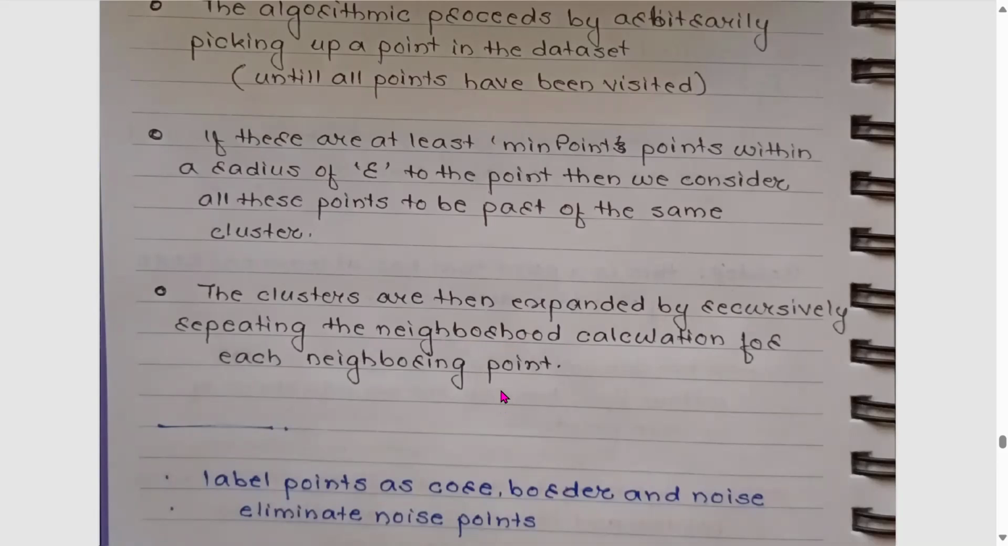It means you start from a single point and keep expanding the size of the cluster by measuring the distance to all your neighboring points. If a point falls within epsilon, you consider it; if it doesn't fall within epsilon, you continue. This is the meaning of this.